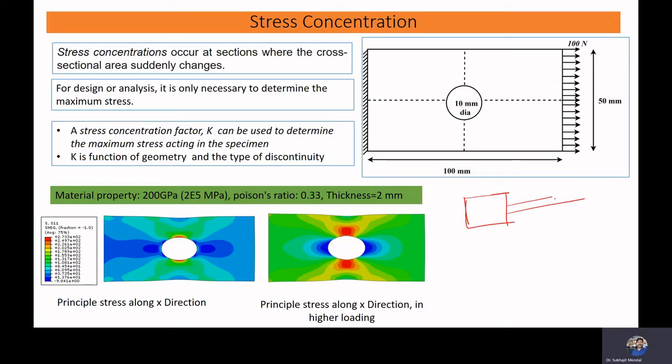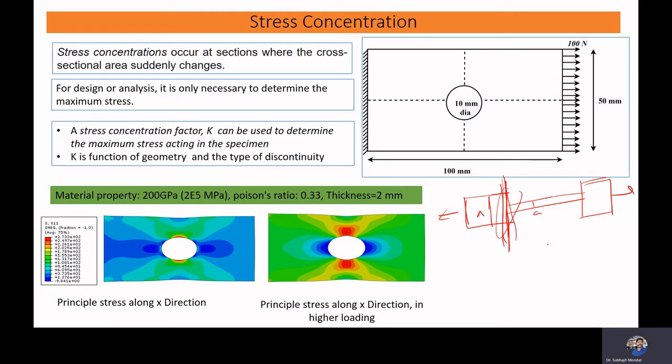If we do the testing with a cross section like this, you will observe that in many cases the failure occurs in this zone, because there will be huge stress concentration here because of the change in the cross section. This is your A and this is your small a. There is a sudden change in the cross section, so stress concentration will be higher and the material will fail in this zone.